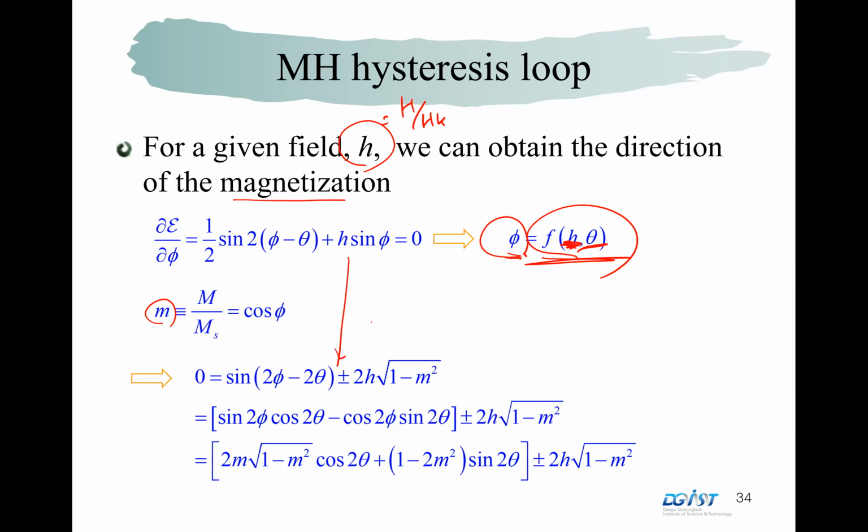And yes, you can find this equation by changing m to cosine phi. And by the law of trigonometric subtraction, you can obtain this one. And we change sine phi to the root of 1 minus m square and so on. This is now a function of m, theta, and h. So the goal is finding m for the given theta and h. It looks very complicated, but somehow we obtain the equations.